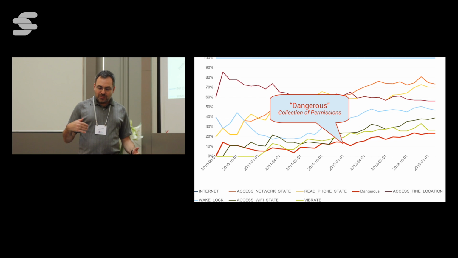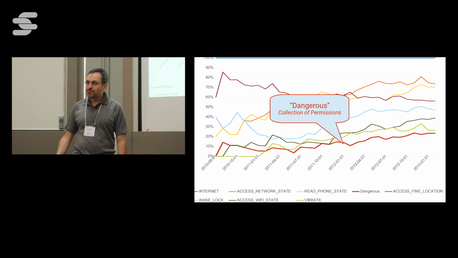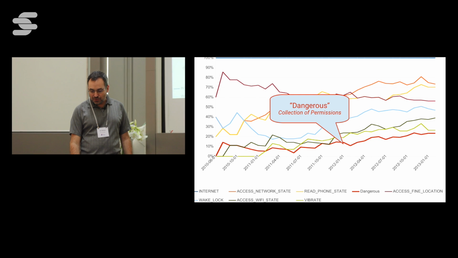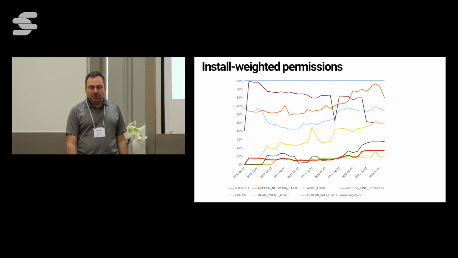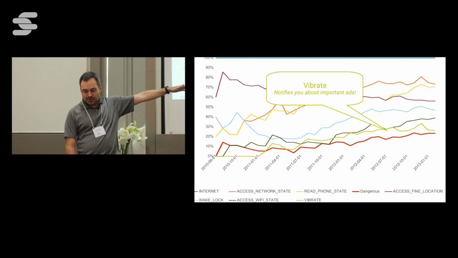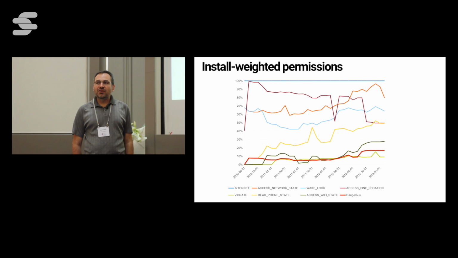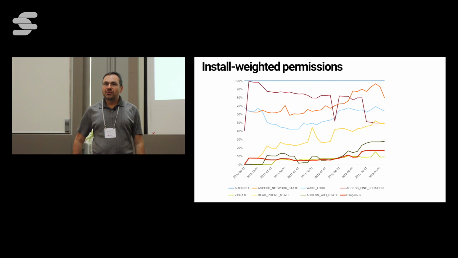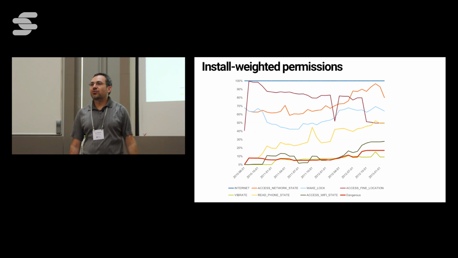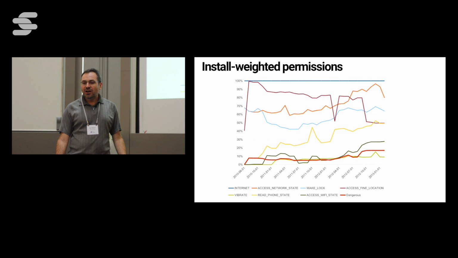And then there are permissions that we lumped into this pile that we call dangerous. So now I'm going to zoom in on those. Actually, first I'll say, this version is not install weighted. This is every library counts equally. When we go to an install weighted version, now basically AdMob is dominating. So this is AdMob plus a little bit of noise from the competition. Academically interesting, but perhaps less exciting to talk about.